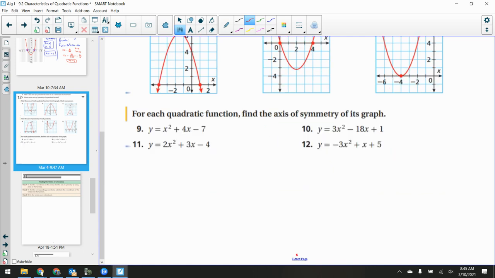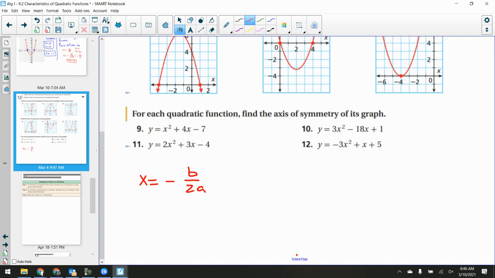Okay? So, Hannah, what did you get for number 9? Good. X equals negative 2, right? X equals negative 2. Mason, what did you get for number 10? X equals 3. Good. Number 11, Will, what did you get for 11? That's an issue. Will, what's the axis of symmetry formula? X equals what?